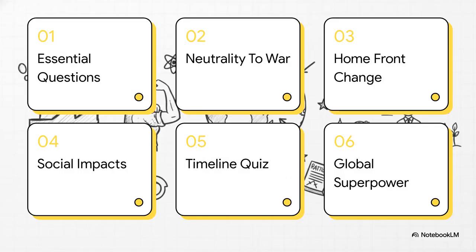Here's our roadmap for today's explainer. We're hitting essential questions, neutrality to global war, the home front transformation, opportunities and injustices, a timeline practice quiz, and finally, a new global superpower.